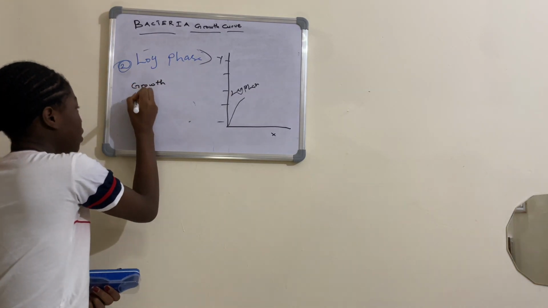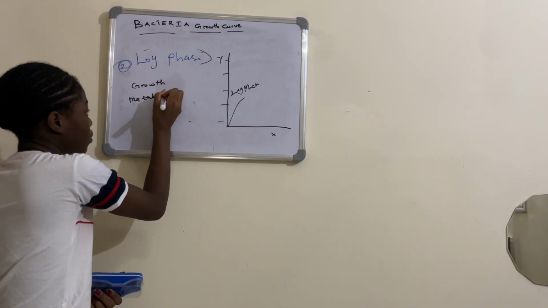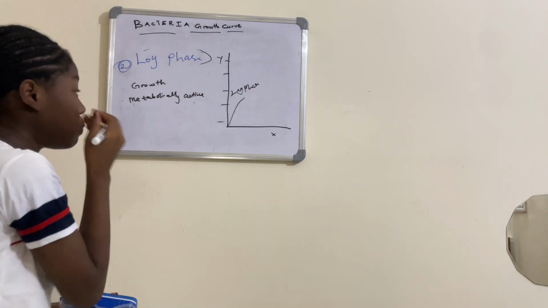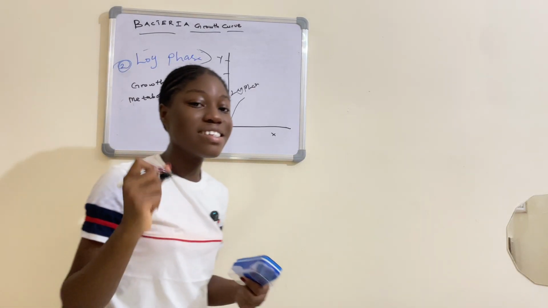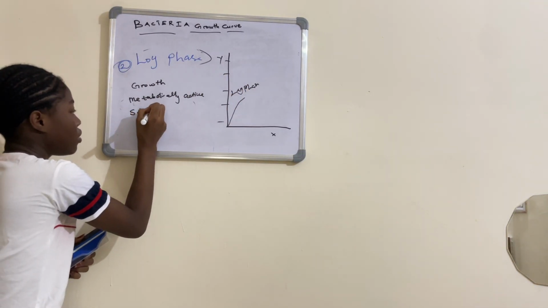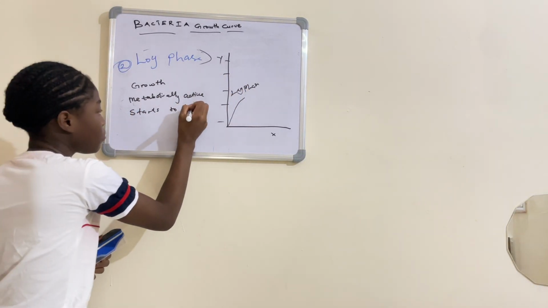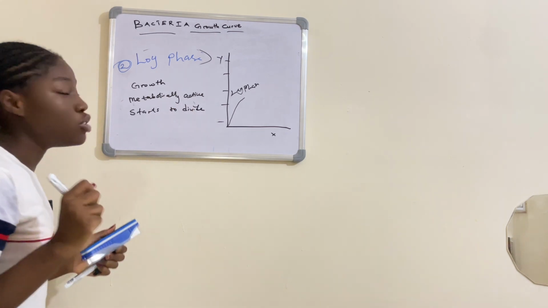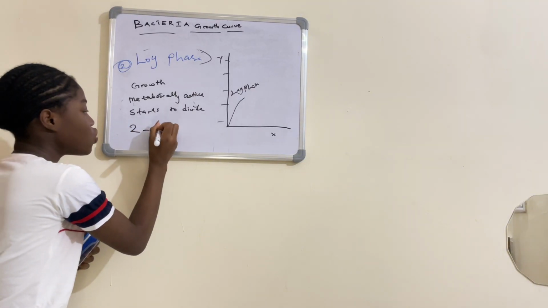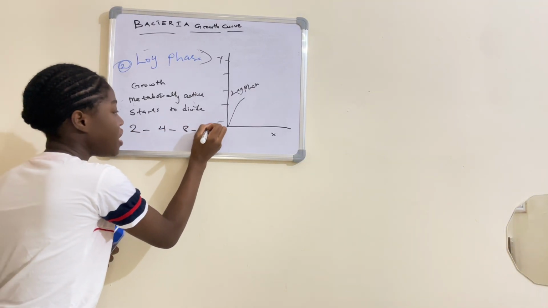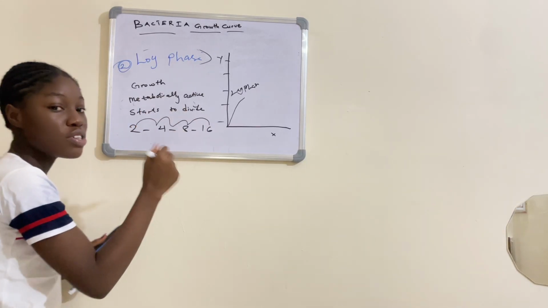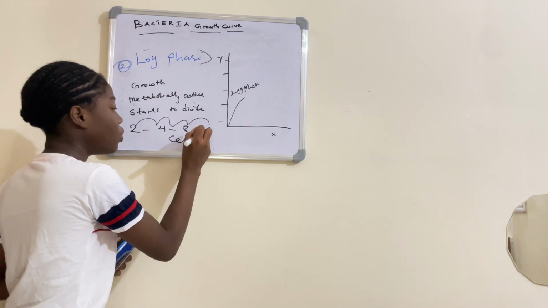The bacteria is metabolically active, and growth starts to take place here. So now the bacteria start to divide in this phase. Remember this, right? The bacteria here start to divide exponentially. That's why it's called the exponential phase. So if the number of bacteria is 2, it now goes to 4. From 4, it goes to 8. From 8, 16. Just like that, right? Exponentially, the bacteria start to divide. Cell division goes on here.